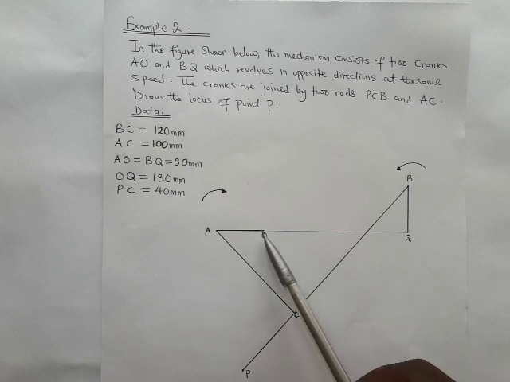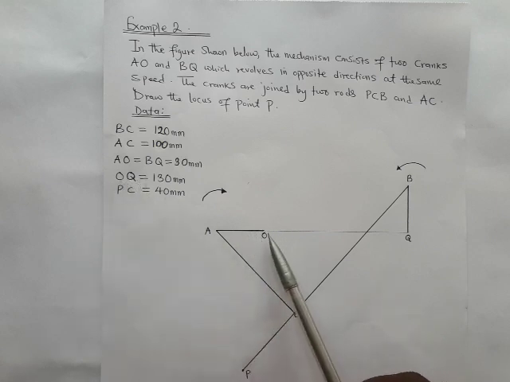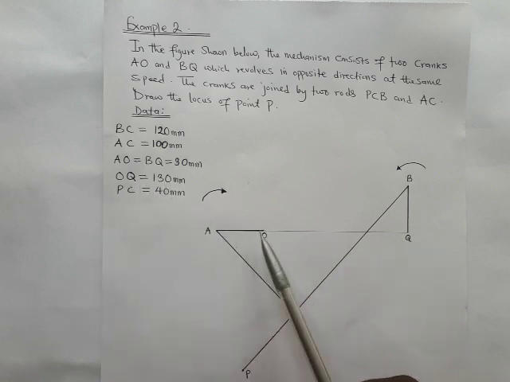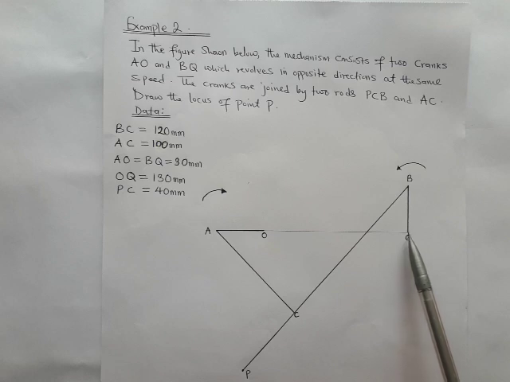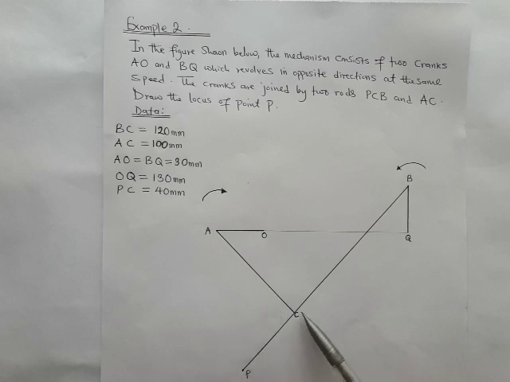This is OQ, not OC, OQ. That's the centers of both cranks. All right, 130. So from this point to this point is 130 mm. That's 13 centimeters. Then PC is 40 mm, and this is PC 40 mm. So if BC is 120 mm, then 120 plus 40 gives you 160. So from B to P is 160.